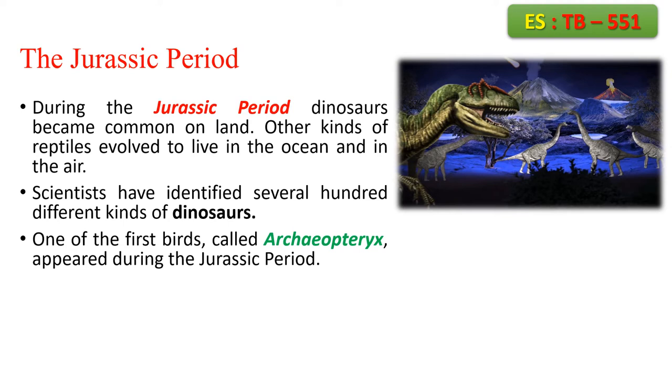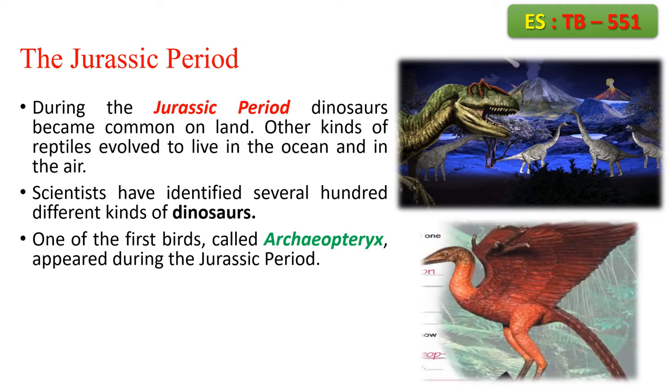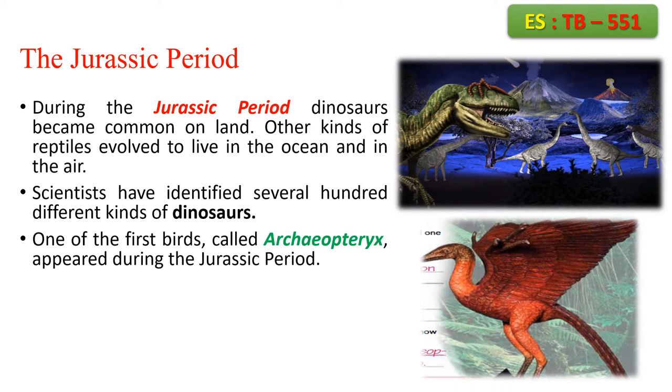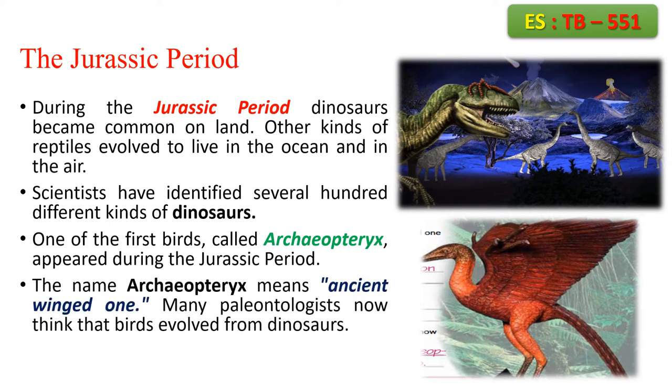One of the first birds, called Archaeopteryx, appeared during the Jurassic period. The name Archaeopteryx means ancient winged one. Many paleontologists now think that birds evolved from dinosaurs. Look at the diagram. You can see the first bird, Archaeopteryx.